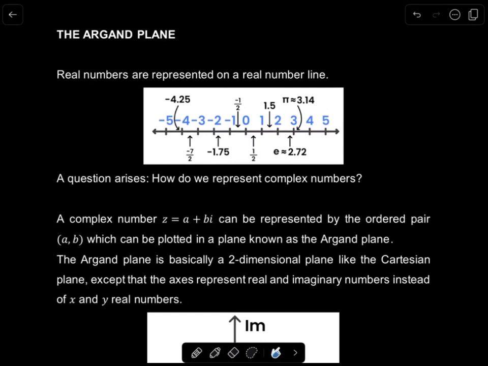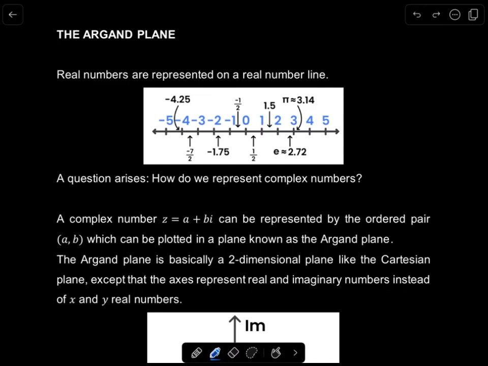Now let's move on to the Argand plane. The Argand plane is actually nothing new. It's basically another Cartesian plane. So if you understand how stuff works in the Cartesian plane, the Argand plane is going to be extremely easy to understand. Another term that the Argand plane is called is the complex plane, because it's used to represent complex numbers. So let's go through this slide.